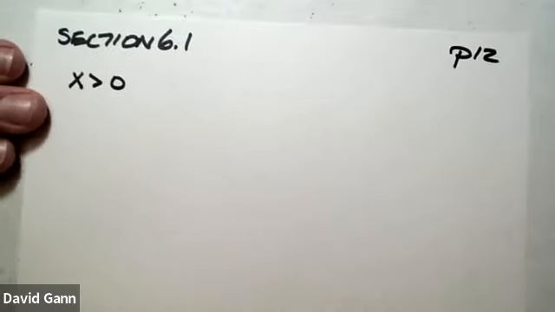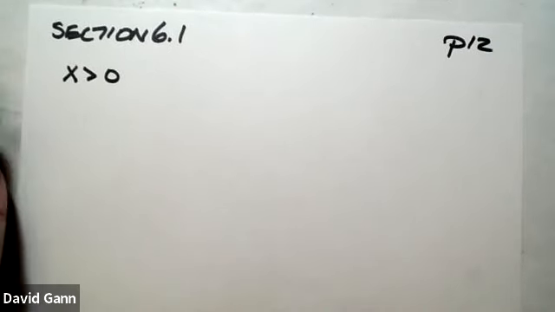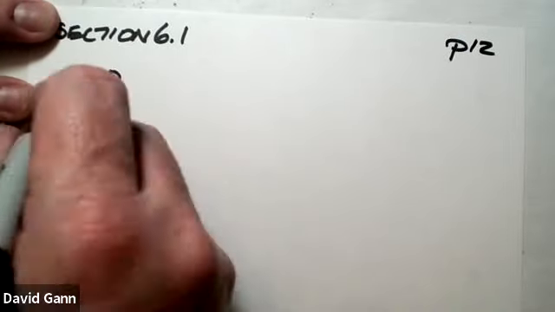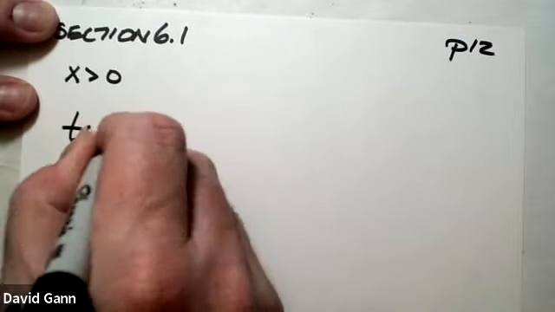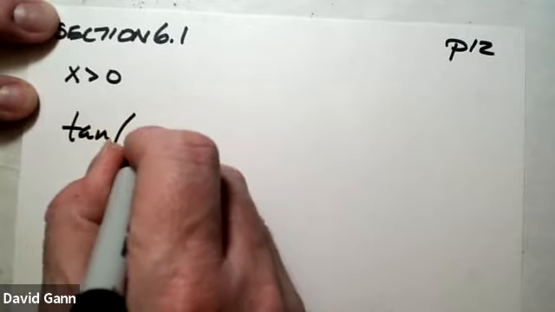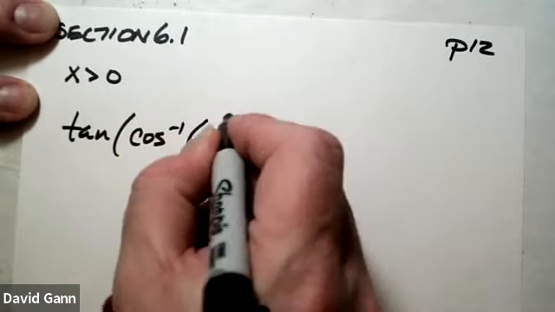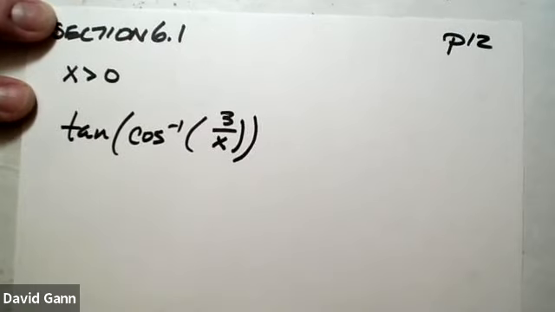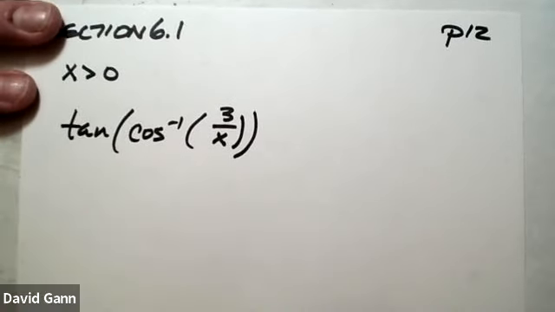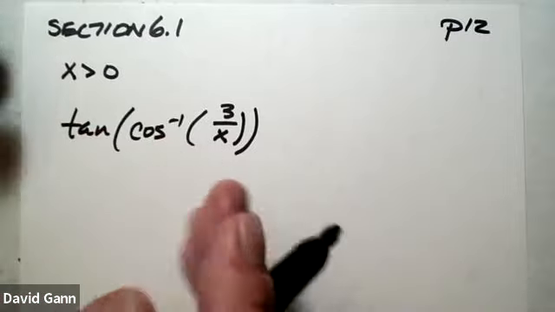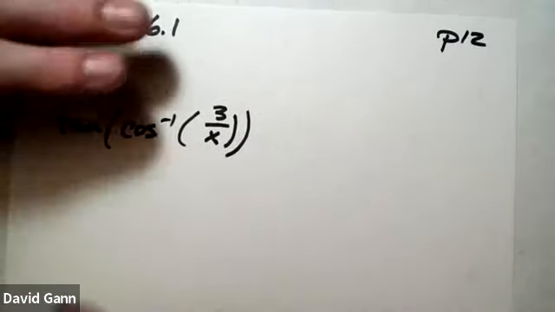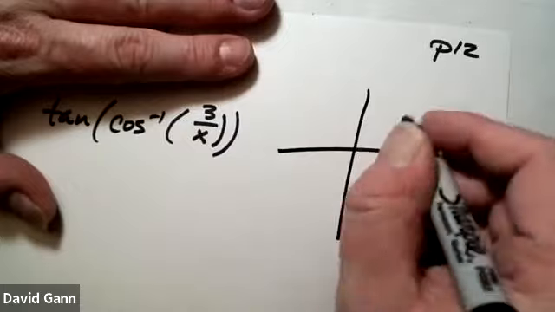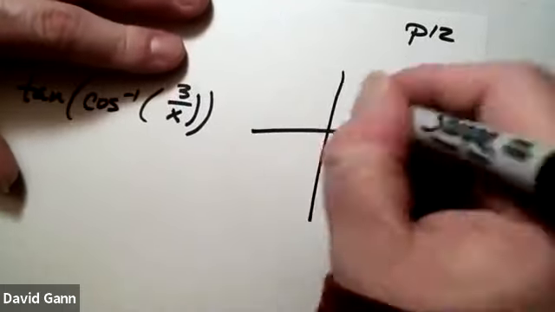So for every one of these, x is going to be a positive number, which helps because then we don't have to write a bunch of piecewise functions. But let's take the tangent of the inverse cosine of 3 over x. So now we're starting to see variables, right? But this doesn't really change anything. I mean, we're still going to take this angle, which I don't know what it is, but I'm going to draw it. It's an angle in quadrant 1 because x is positive.